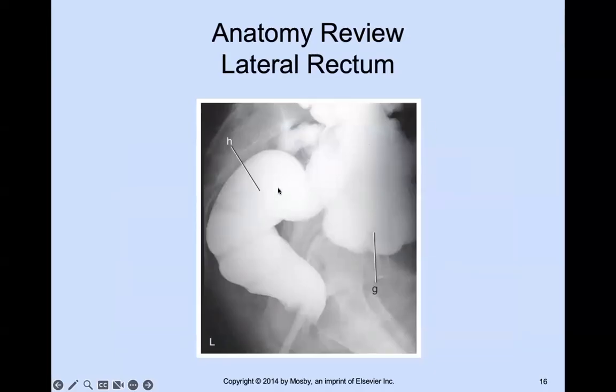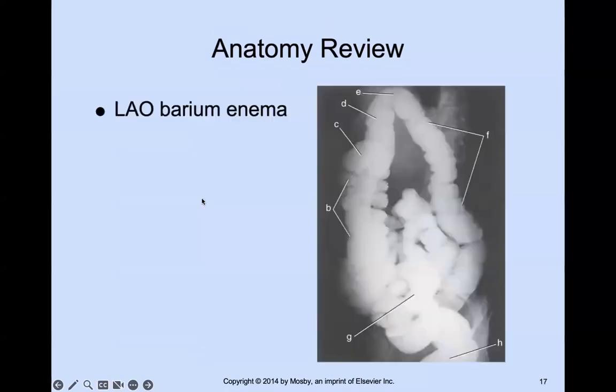This is a lateral view. H would be the rectum, and then G would be sigmoid colon. Back here we have the sacrum and coccyx.